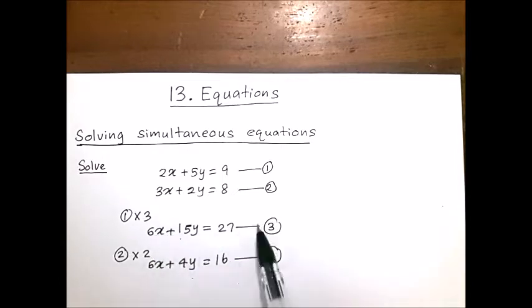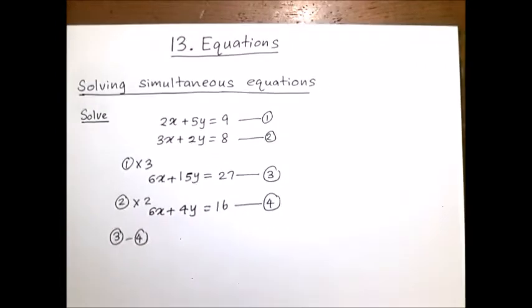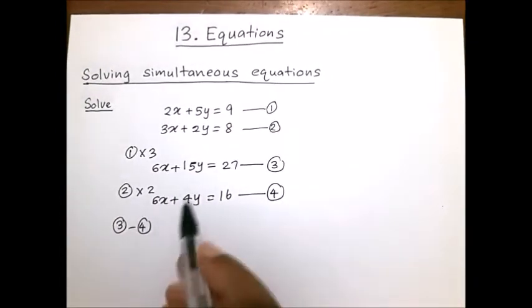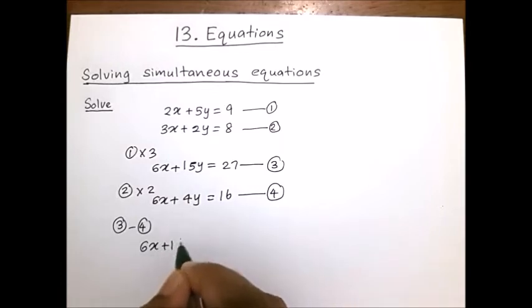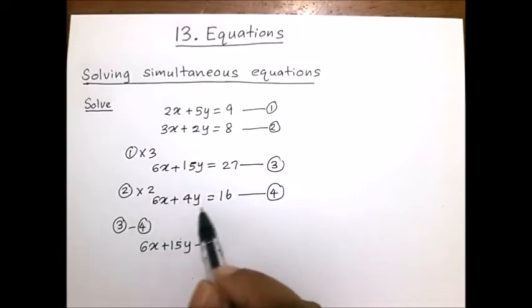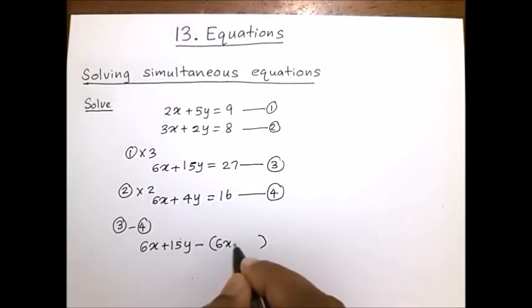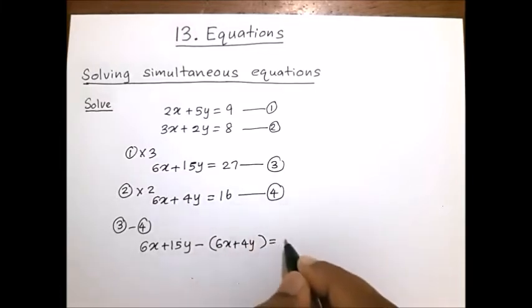To remove x from these two equations, you have to subtract these two equations. Because here sign is plus, here sign also plus. Positive terms. To remove these two same sign terms, you have to subtract these two equations. Subtract fourth equation from third one. First subtract left hand side, 6x plus 15y. Write this left hand side of the second equation, fourth one, within bracket. Then subtract right hand side.